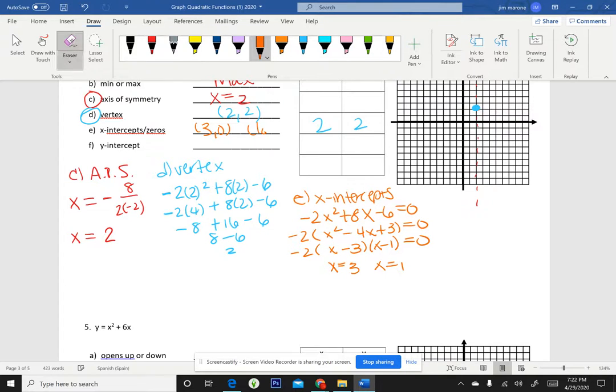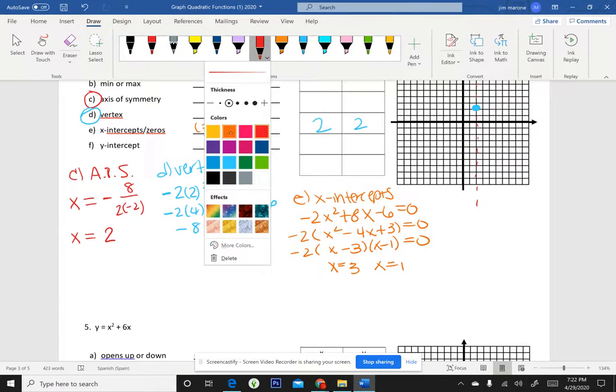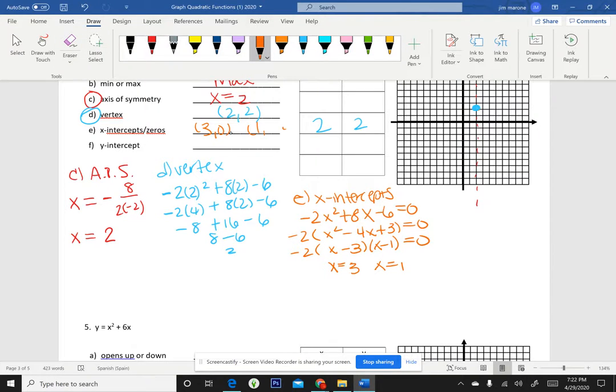Again, because you're going to have your notes in front of you when you're taking these quizzes and tests, you are going to have to write these ordered pairs and not just write x equals. So our zeros are 3, 0 and 1, 0. And again, if one is 1 away from the axis of symmetry, the other one has to be 1 away from the axis of symmetry.